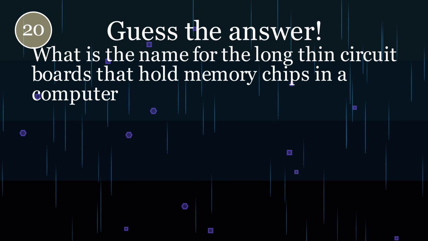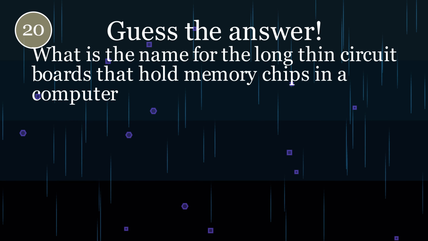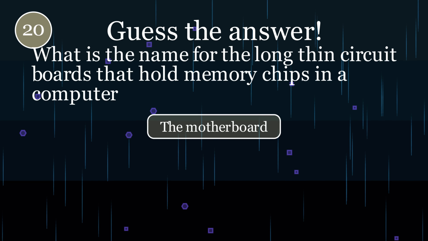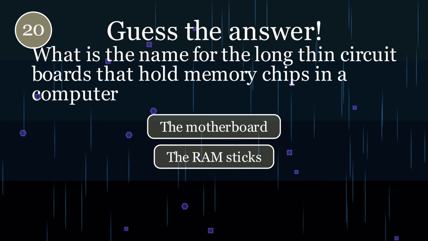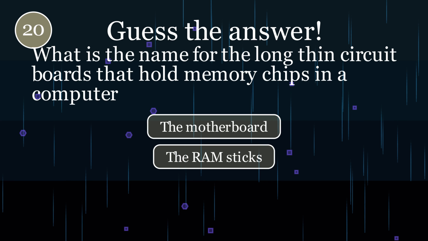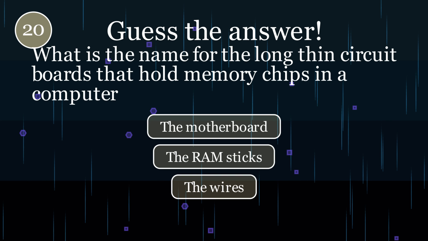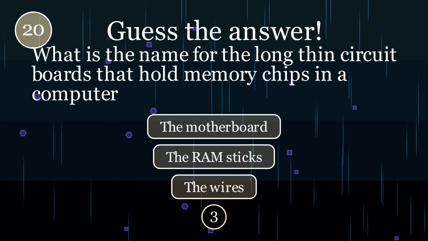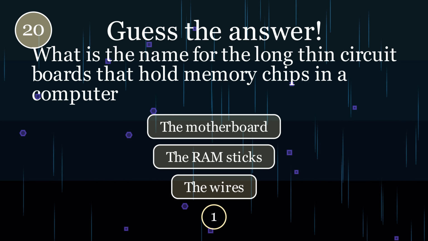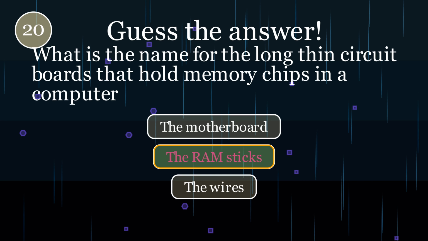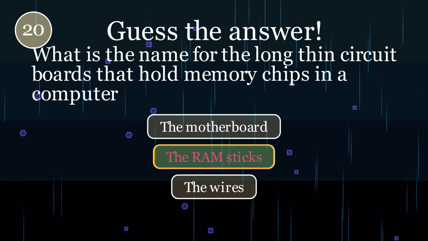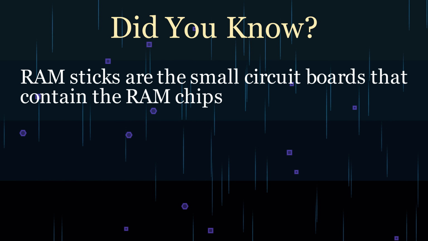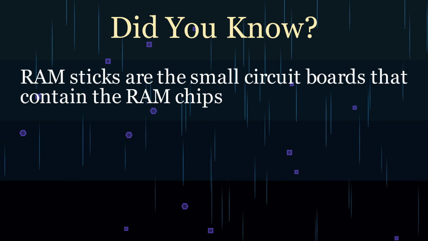What is the name for the long thin circuit boards that hold memory chips in a computer? The motherboard. The RAM sticks. The wires. The correct answer is the RAM sticks. Here's an interesting fact. RAM sticks are the small circuit boards that contain the RAM chips.